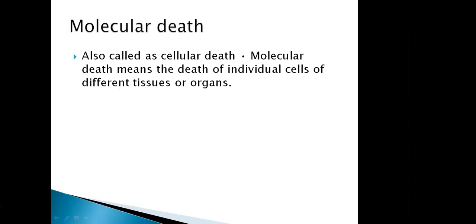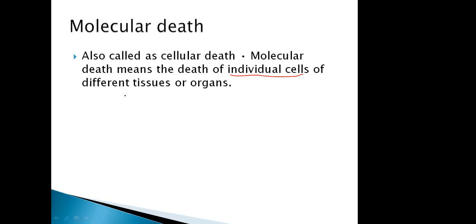In molecular death, what is happening? It is also called cellular death. It means death of each and every individual cell. Cells from different tissues or organs die at different times, and this is called molecular or cellular death. So we have studied that somatic death is there, and molecular death is there.